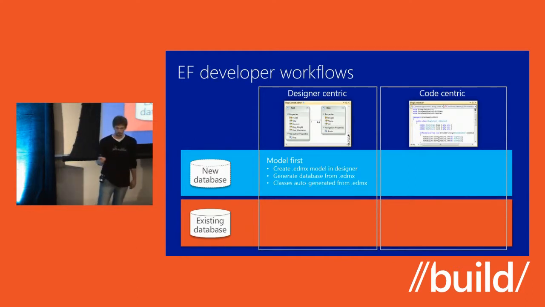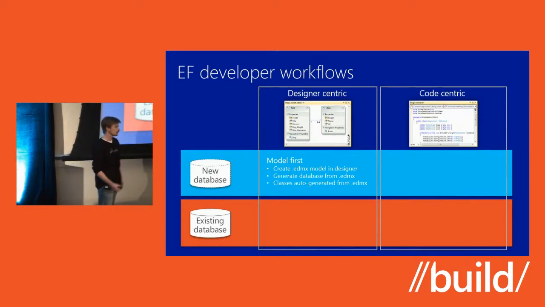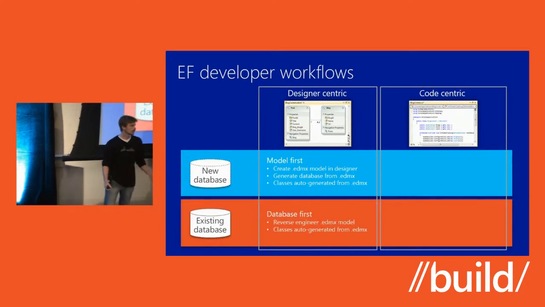If you want to use boxes and lines and target a new database, then the workflow for you is model first. In model first, you draw your model with boxes and lines. Your database schema is then generated from the model, and the classes that you're going to interact with when you write code are also generated from that model.